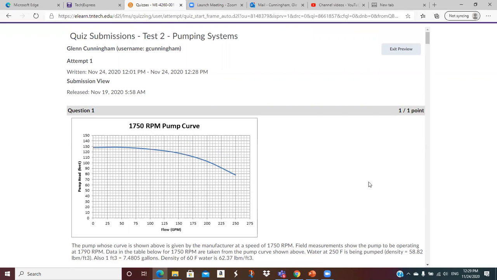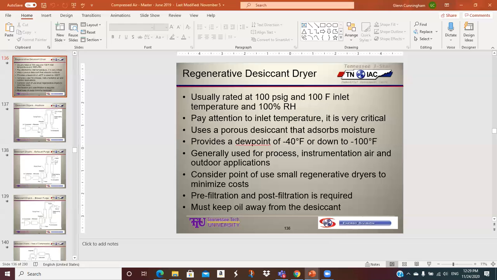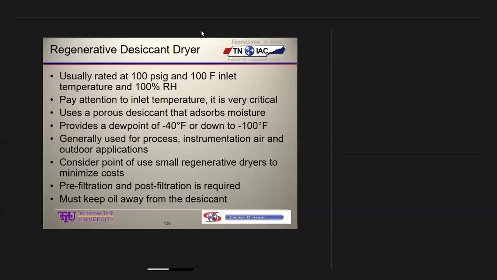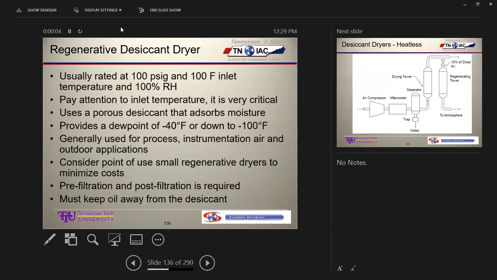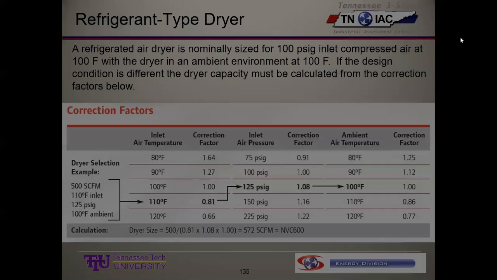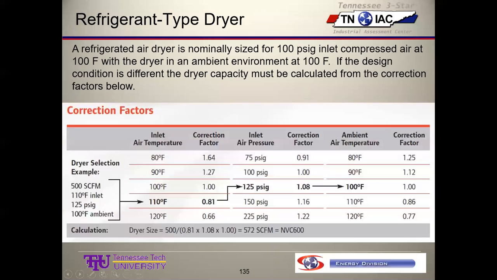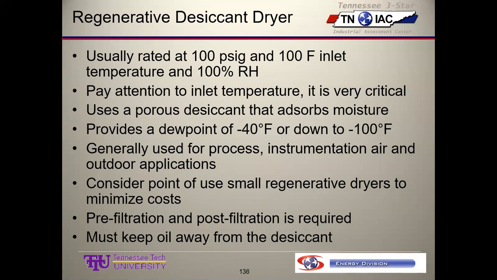Okay, enough of this. Let's get on to compressed air systems. So this is where we left off in the last lecture. Okay, so this is regenerative type desiccant dryers. And these get you the really, really low dew points of air.